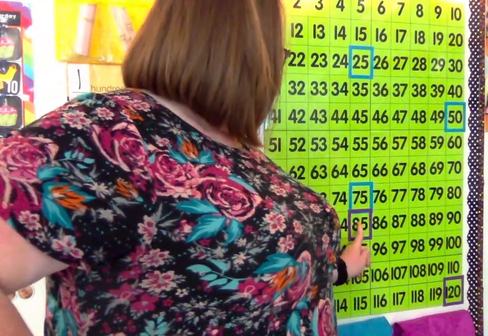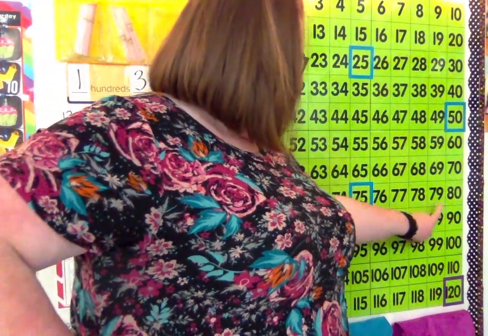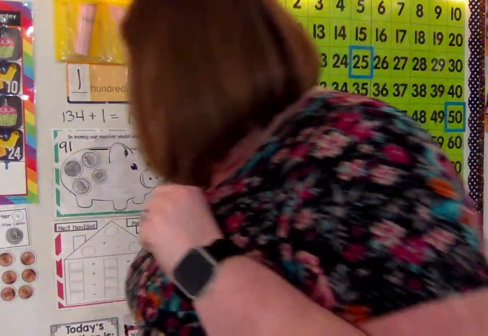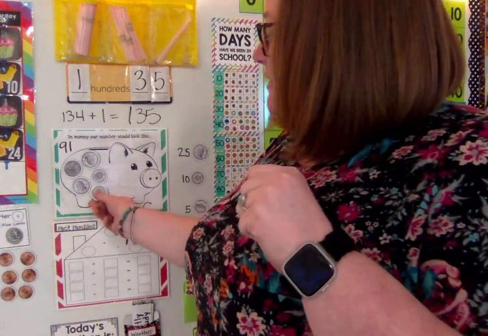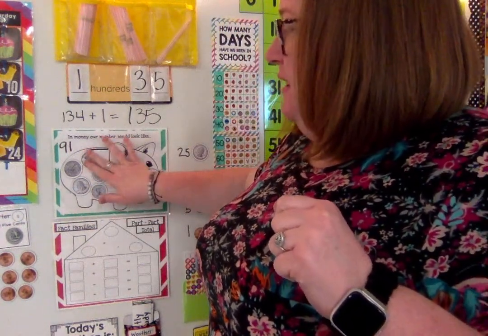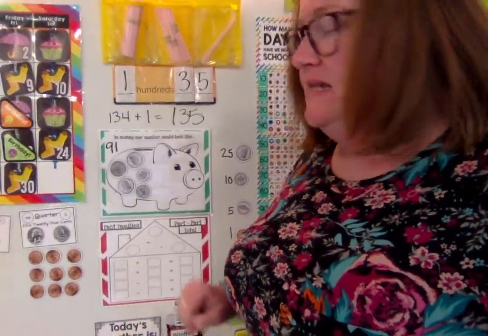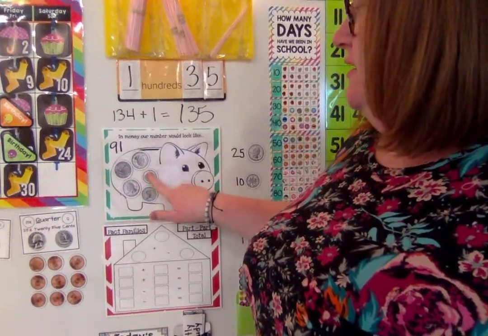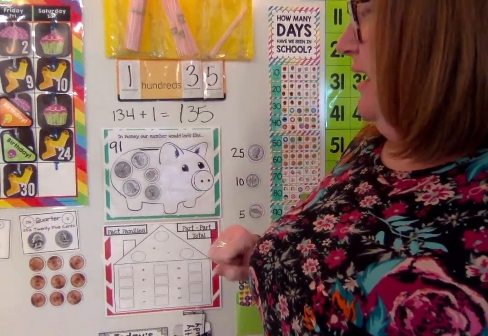What would we need to get to 90 if we're at 85? 1, 2, 3, 4, 5 to get to 90. Do we have a coin worth 5? We could do 1 nickel. So that would get us to 90, right? That was our least amount of coins. That equaled 90 cents, 3 quarters, a dime, and a nickel.